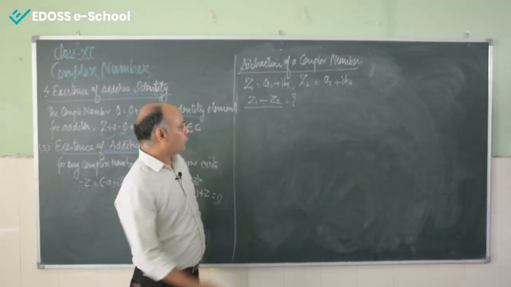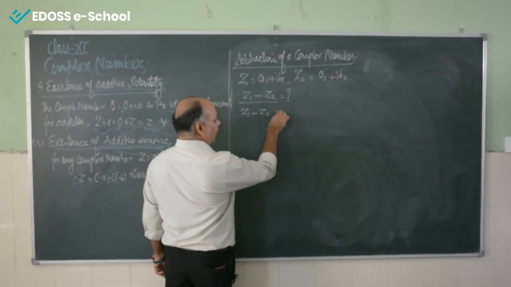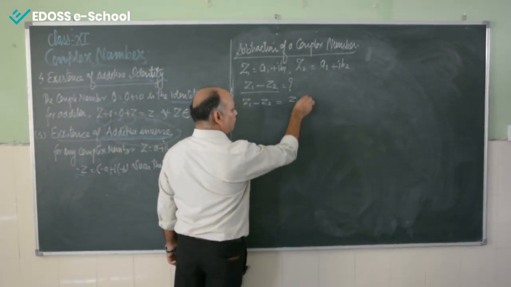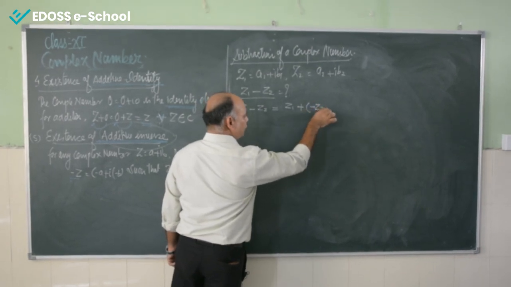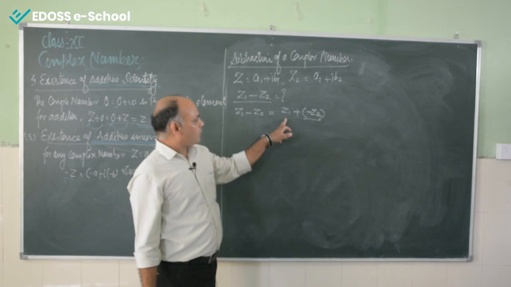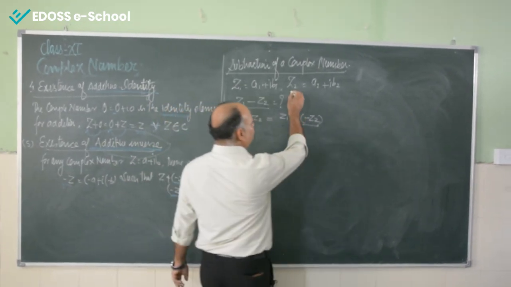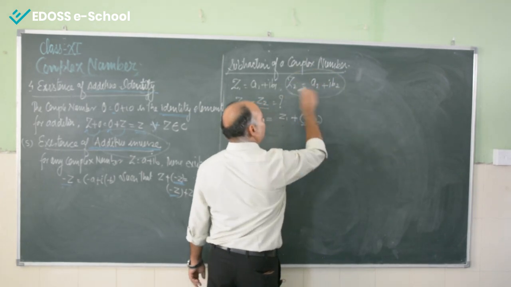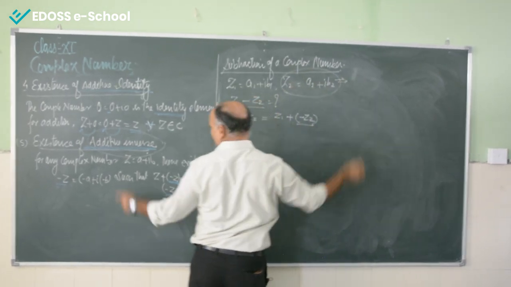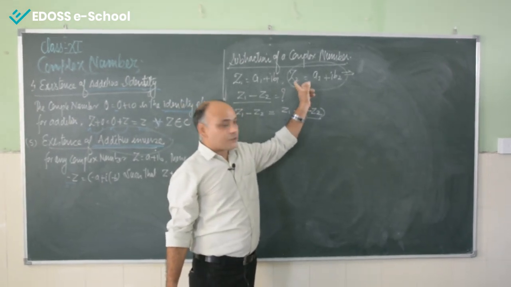Basically Z1 minus Z2 does not hold for complex numbers, but we have to solve it. We have to subtract two complex numbers. Then what we have to do? This Z1 minus Z2 can be written as Z1 plus minus of Z2. Means the first one will remain the same, Z1, then plus, and you have to change the sign of Z2, or you can say find the additive inverse of Z2.